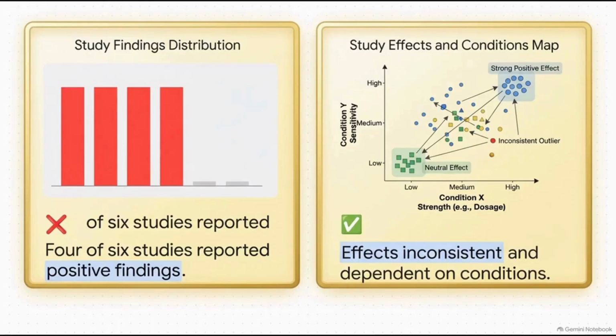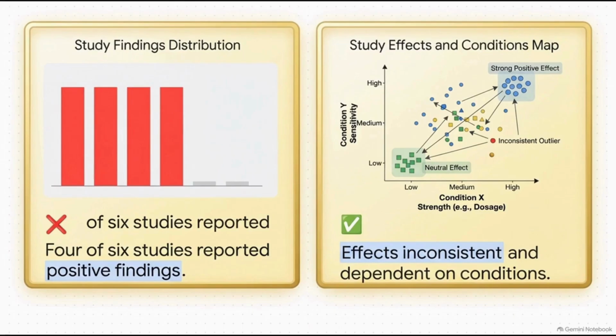Let's actually see this quality appraisal in action by comparing 2 possible conclusions. Conclusion A says, 4 of 6 studies reported positive findings, suggesting it works. I mean, it sounds nice, punchy, and super confident, right? But it completely ignores methodology and context.